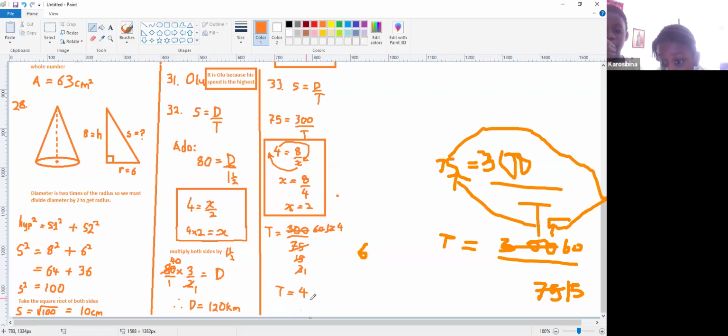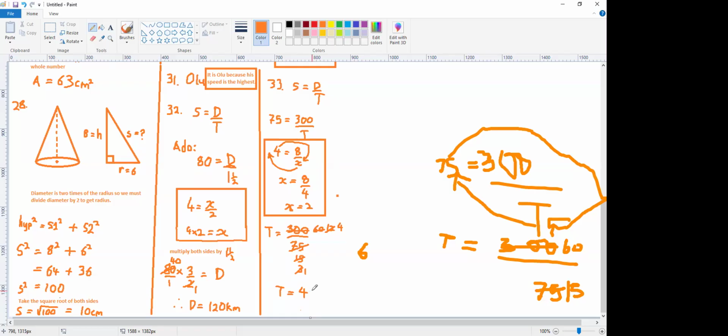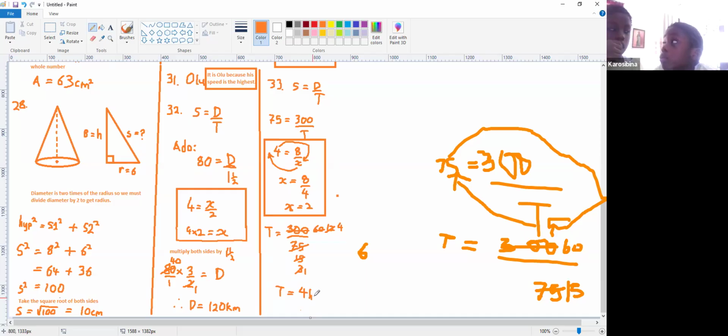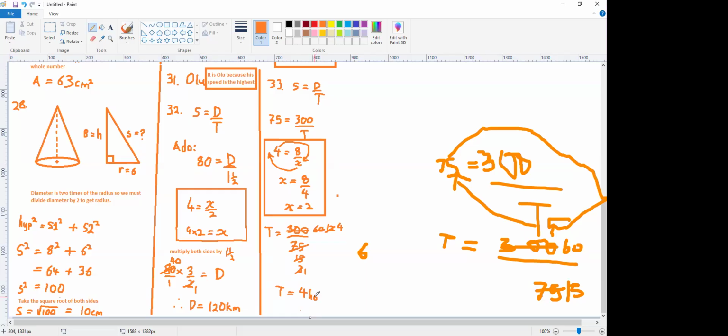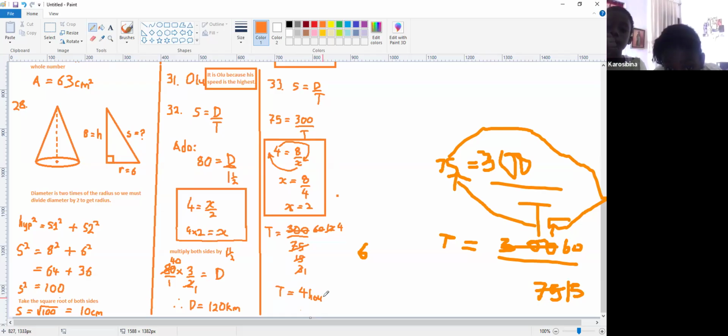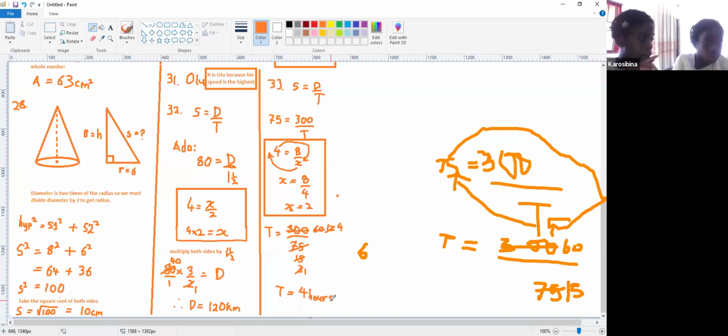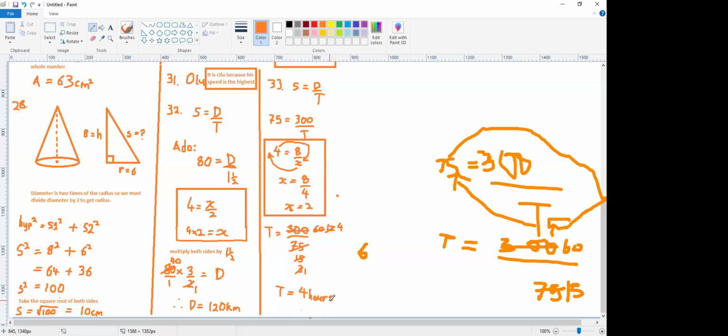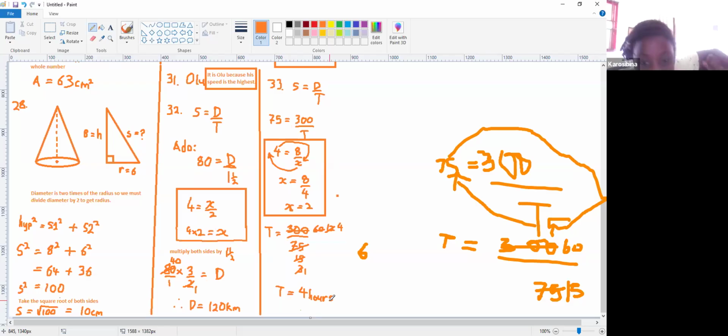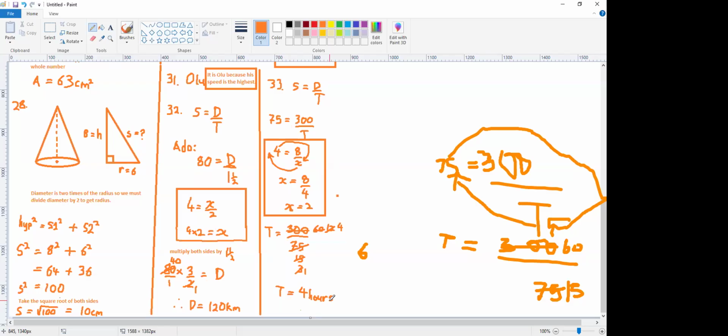5 in 60, 12. 5 in 15, 3. 3 can go again. 3 in 12, 4. 3 in itself, 1. So the answer is 4 hours, isn't it? Yeah. And in our book, the answer is 4 hours, go see.